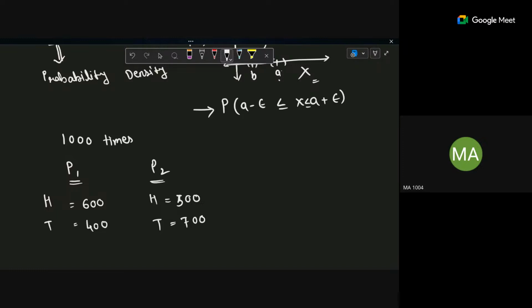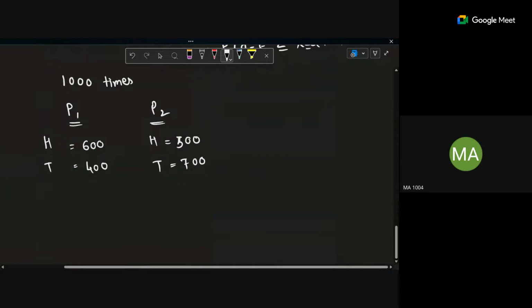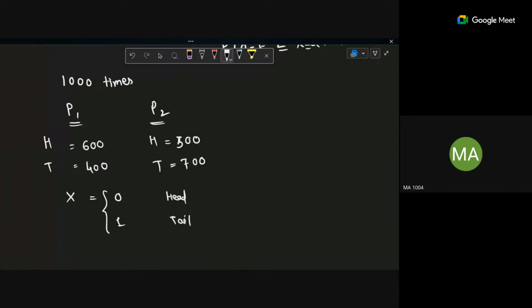In this case, your x will be what? The 0 and 1, you tell, right? Whenever we toss a coin, at that time we generally define a random variable x, which is 0 when it is a head and 1 when it is a tail, right? So if you draw the graph for this P1 and P2, then the graph will not be the same, right? The occurrence of 0, that means occurrence of head, for both of them is different.